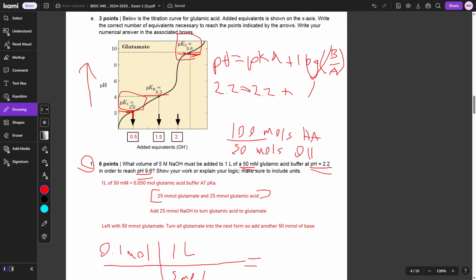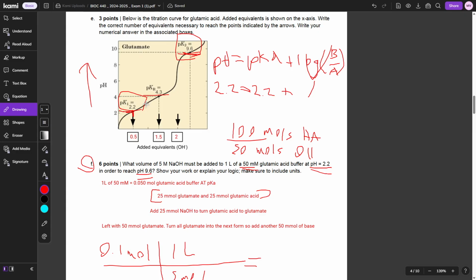Oh, where are we? We add 25. Now my brain's shutting down. We've added 25 millimoles to turn it into, not to 4.3 here. Hold on a minute. Why am I not? Yeah, it would be around 3.2 or so.